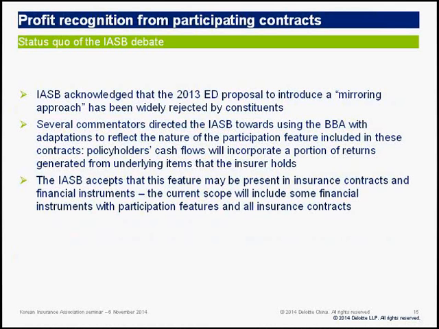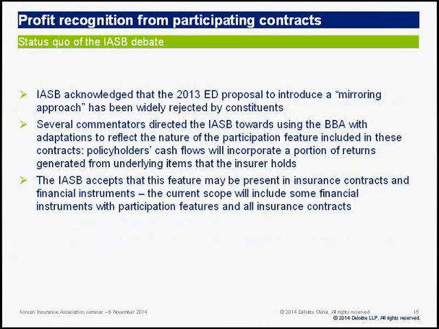So it's important that now that we know that we are looking at a bit longer on the completion activity of the redeliberation phase of this project, it's important that we understand where are we on the discussion. So first of all, we are in a situation that is unlikely to bring back into the final standard the mirroring approach that was published last year. This is because the ISB has acknowledged that there's been a wide rejection by the constituents, and so it's not worth their while to bring it back into the final standard.